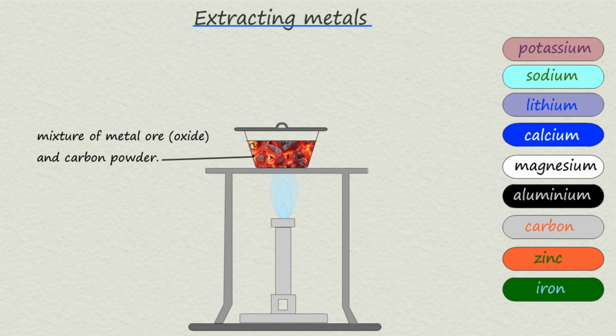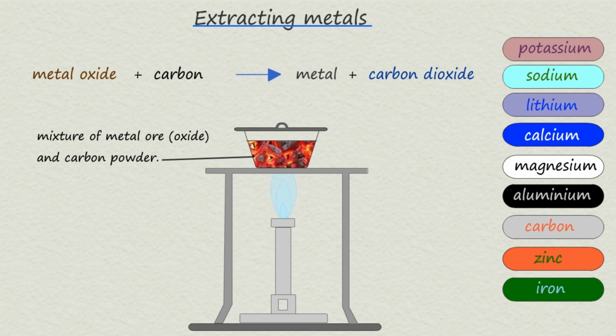Here, the metal ore is simply mixed with carbon or charcoal in the crucible and heated strongly. The carbon present will reduce the metal oxide in the metal ore and produce the metal. This method is particularly good for extracting metals such as iron and lead from their ores. A simple word equation to show this reduction reaction is also shown on screen.